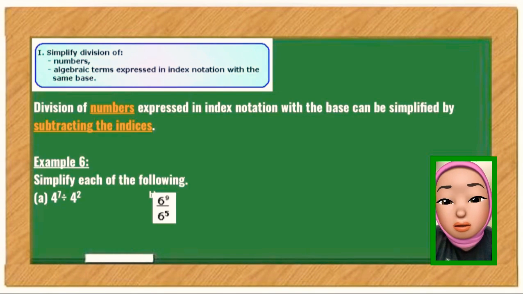Now, how do we solve division of numbers? We can subtract the index. Look at the examples given. Simplify each of the following. Example A. 4 to the power of 7 divide 4 to the power of 2. Then B. 6 to the power of 9 over 6 to the power of 5. How to solve it? Let us look at the solution.